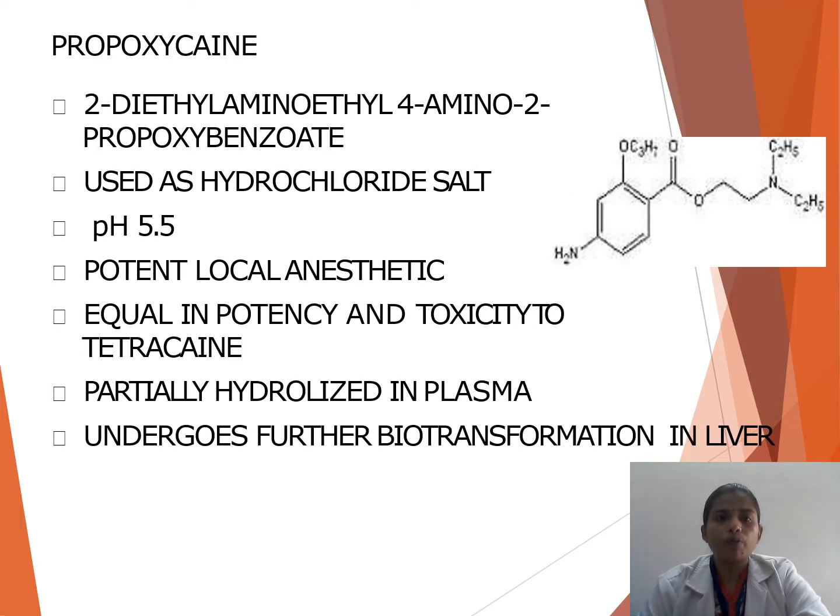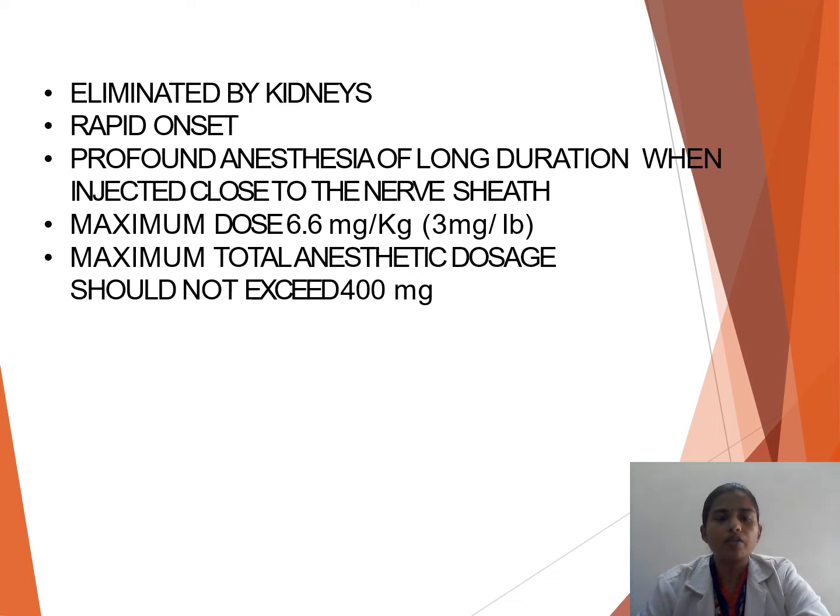Next, we are going to see propoxycaine. It is diethylaminoethyl 4-amino-2-propoxybenzoate used as a hydrochloride salt with a pH of 5.5. It is also a potent local anesthetic agent, equal in potency and toxicity to tetracaine. Partially hydrolyzed in plasma, it undergoes further biotransformation in the liver. It is eliminated by kidneys. It is of rapid onset, with profound anesthesia of long duration when injected close to the nerve sheath. Maximum dose recommended is 6.6 milligrams per kg. Maximum total anesthetic dosage should not exceed 400 milligrams.